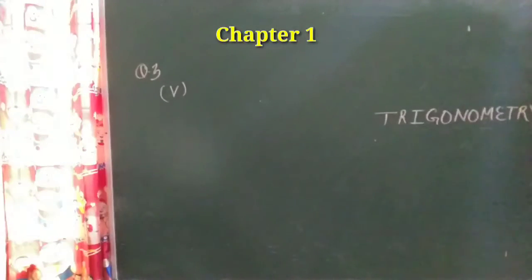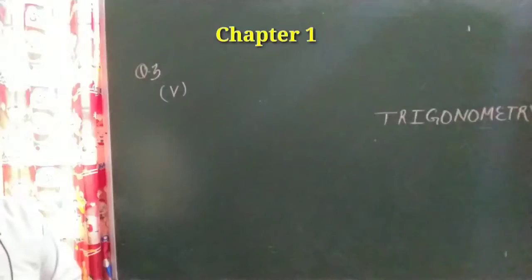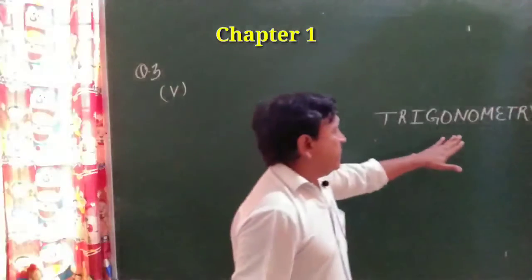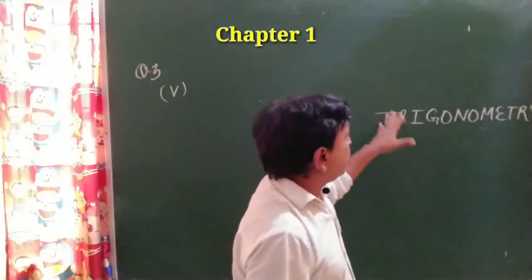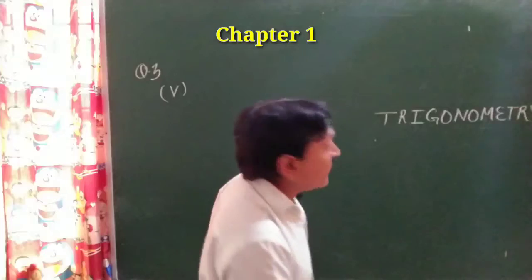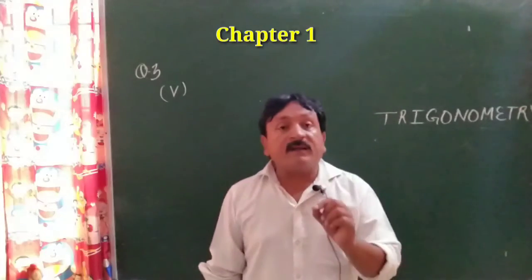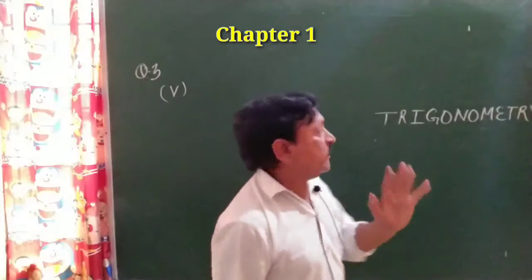Okay students, now see on the board question number 3, part 5th. We have to again write this set in roster form: the set of all letters in the word trigonometry. This is a word and we have to take all the letters. I had told you that within a set no element is repeated, which means we will take all the letters but without repetition.